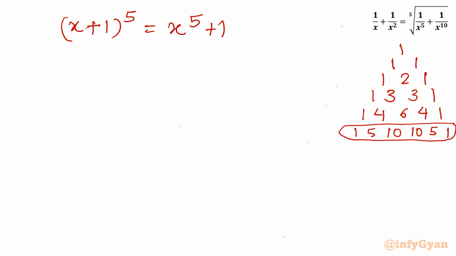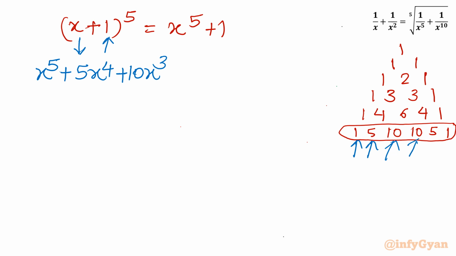So what I will write here is the expansion directly. First term power will decrease, second term power will increase. The second term is 1, so it is not going to affect. For coefficient 1, I will write x power 5. For coefficient 5, I will write 5x power 4. For coefficient 10, I will write 10x cube. For coefficient 10 again, I will write 10x square. For the next coefficient 5, I will write 5x. For the last coefficient 1, I will write 1, equal to x power 5 plus 1.